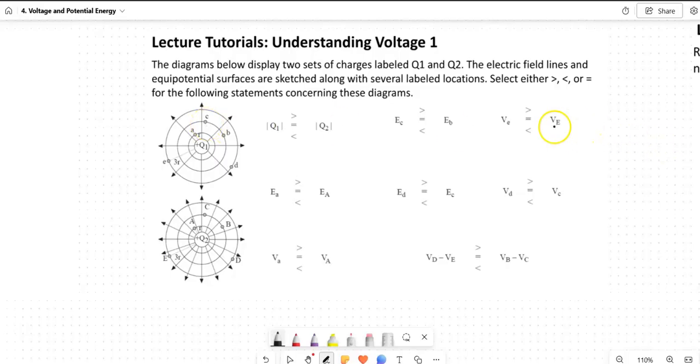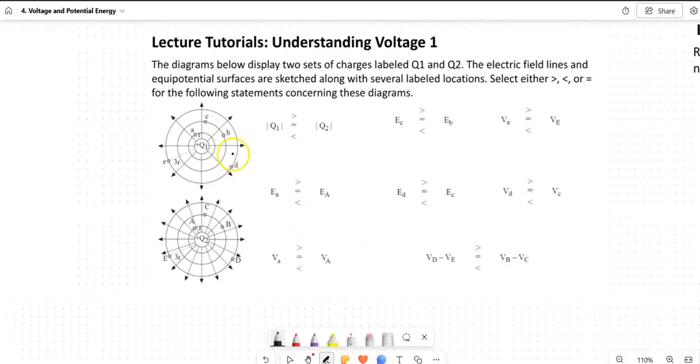And then back to this, compare the voltage at lowercase e to the voltage at capital E, and compare the voltage at lowercase d to the voltage at lowercase c. So try to answer all these questions and then do the voltage difference in here. So pause the video now and try this out.